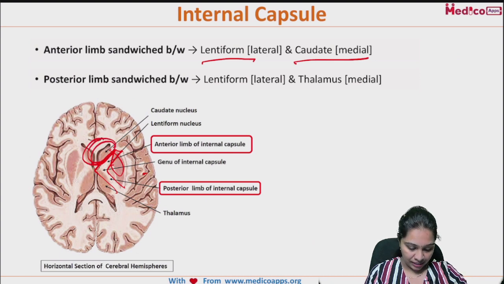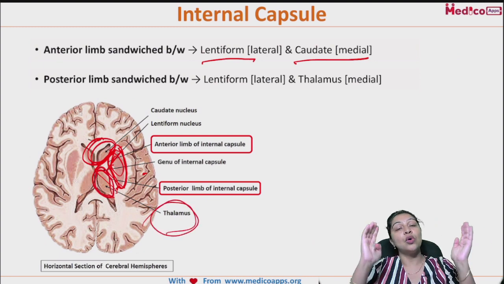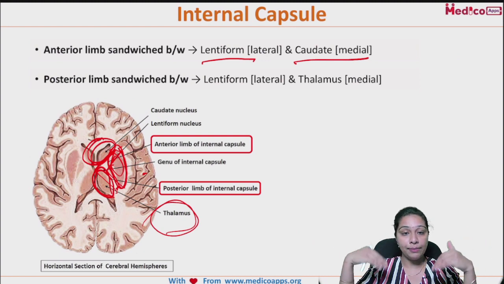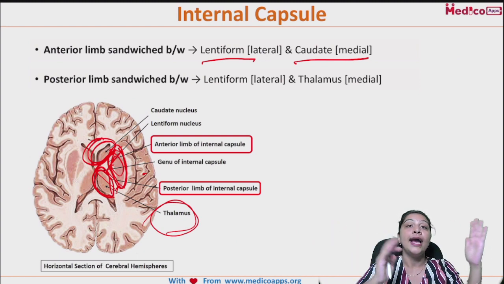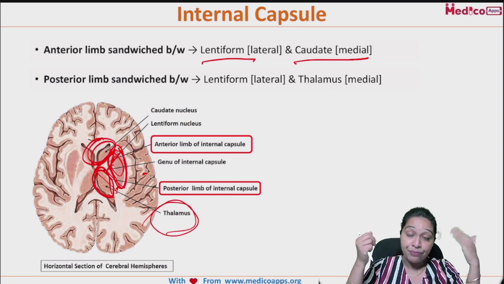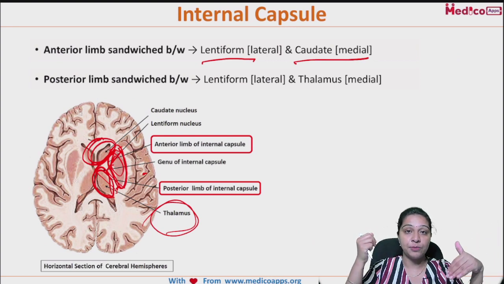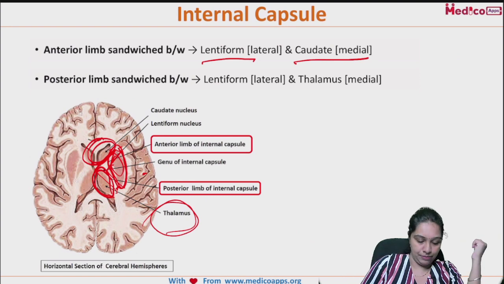This is the posterior limb of the internal capsule, and it is sandwiched again between the lentiform nucleus laterally and this region, our thalamus. Both the anterior and posterior limbs have a lateral relation to the lentiform nucleus, and the anterior limb is located medially to the caudate nucleus, whereas the posterior limb is related to the thalamus.